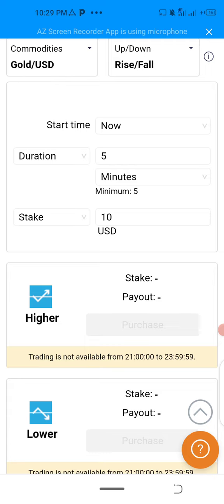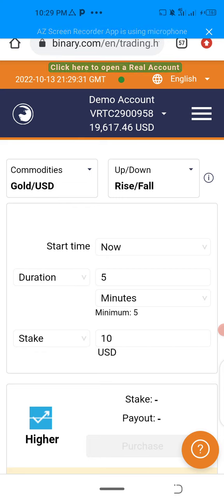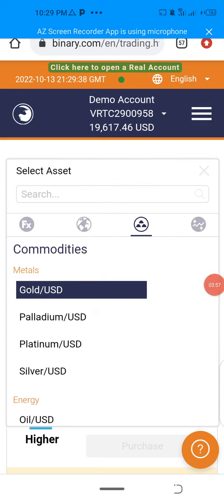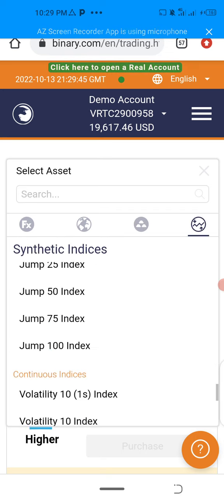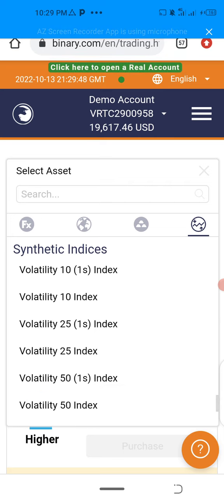So ladies and gentlemen, I'm going to use another market to show you what I'm about to show you, so you can reciprocate it in gold and USD markets. Pardon me. So now we are going to click on this place right now and change it to synthetic indices. So I'm going to use this to practicalize it on the synthetic market so that you can understand it very well.